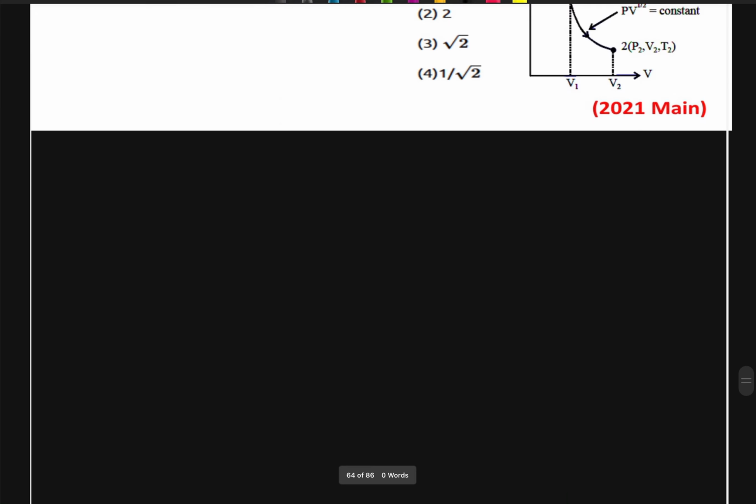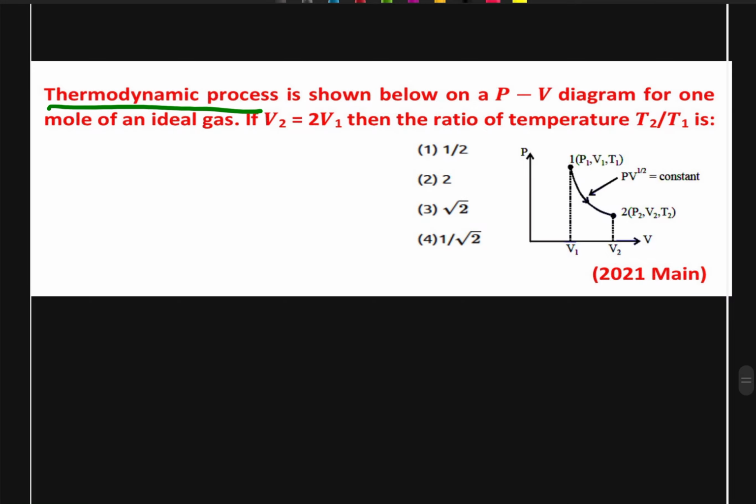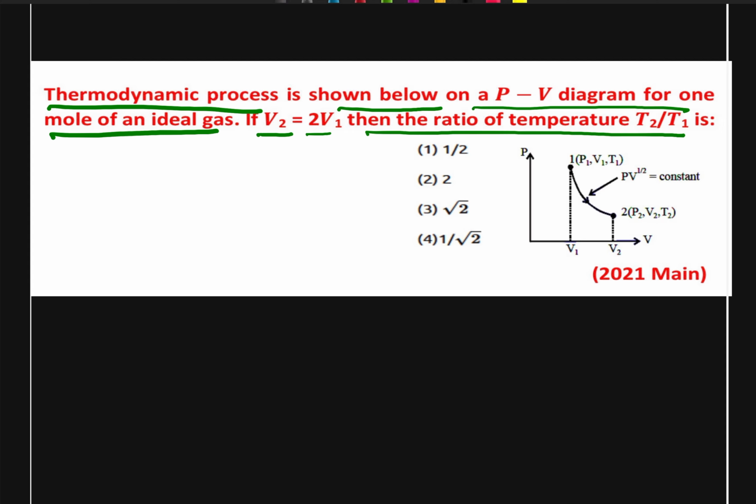Next question. A thermodynamic process is shown below on a PV diagram for 1 mole of ideal gas. If V2 is equal to twice V1, the ratio of the temperature T2 by T1 is. It moves from 1 to 2 and it is governed by P V^(1/2) is constant. So we start from there. Let us suppose that constant is K.